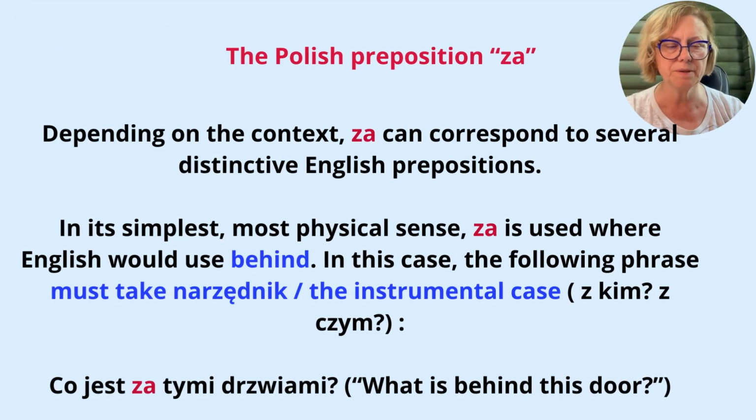The Polish preposition za. Depending on the context, za can correspond to several distinctive English prepositions. In its simplest, most physical sense, za is used where English would use behind. In this case, the following phrase must take narzędnik, the instrumental case, z kim, z czym. Co jest za tymi drzwiami? What is behind this door?